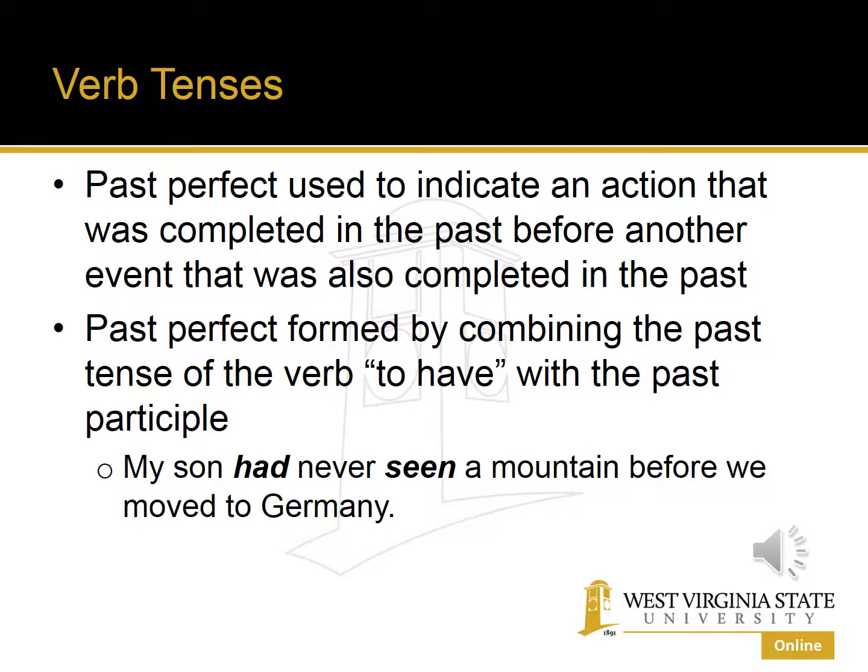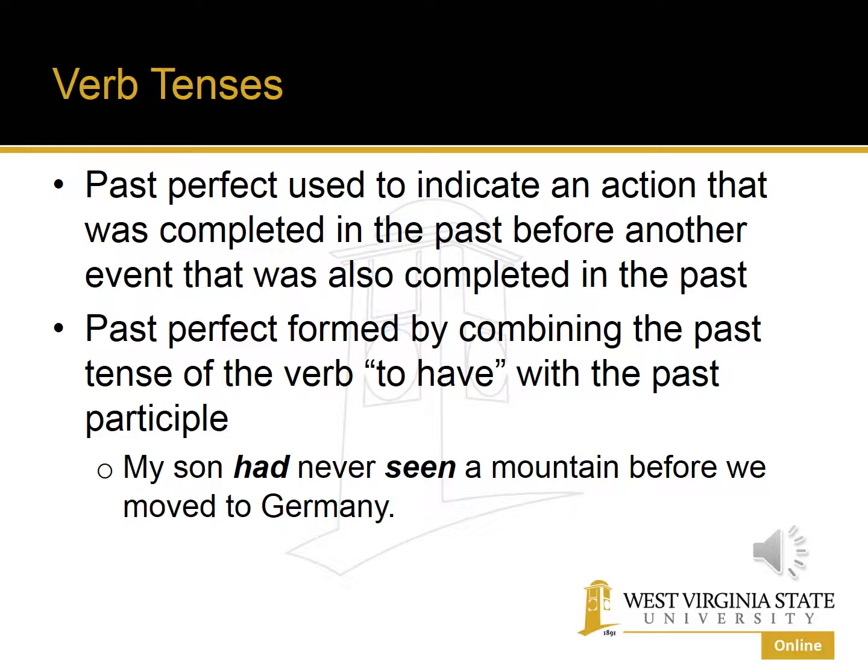The next perfect tense is the past perfect. The past perfect is used to indicate an event that was completed in the past before another event that was also completed in the past. So we have a sequence of events here. The past perfect is formed by the past tense of the verb to have, which is had, combined with the past participle of the verb. So, for example, my son had never seen a mountain before we moved to Germany.